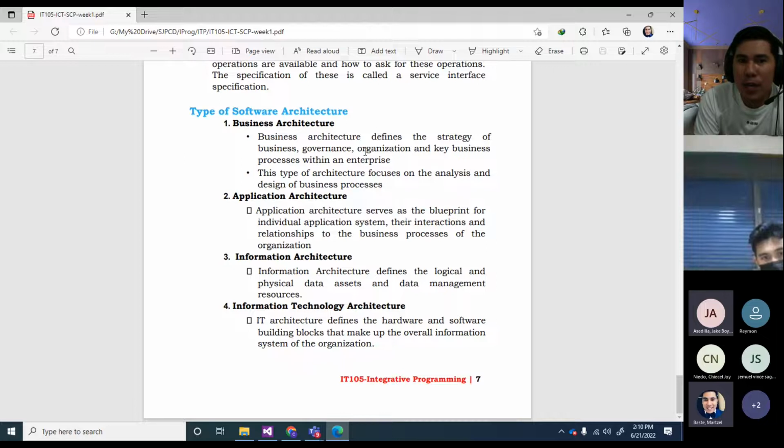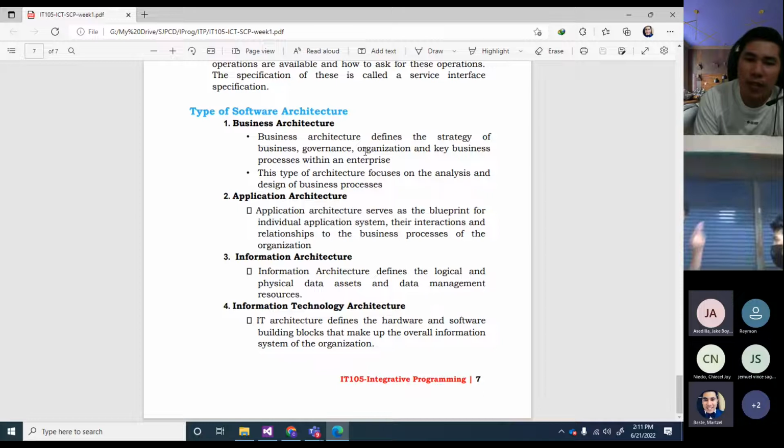So far among all the architectures, this is the lowest level. It is not that complex, and we can answer it or provide it with simple components of technology. And then the second one is application architecture.